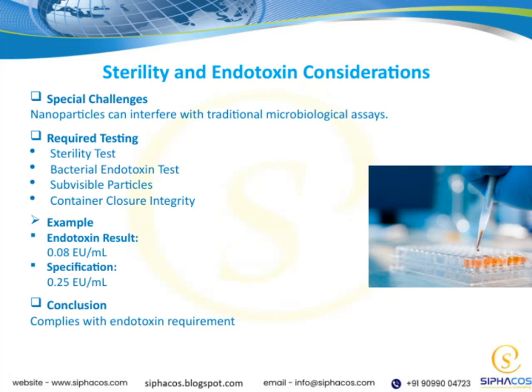When working with nanoparticles, sterility and endotoxin testing come with unique challenges. These tiny particles can actually interfere with standard microbiological tests, making accuracy tricky. So we rely on a set of essential tests: sterility, bacterial endotoxin, subvisible particles, and container closure integrity. For example, an endotoxin result of 0.08 EU per milliliter, well below the 0.25 limit, shows compliance. This ensures safety and quality, even with these complex materials.